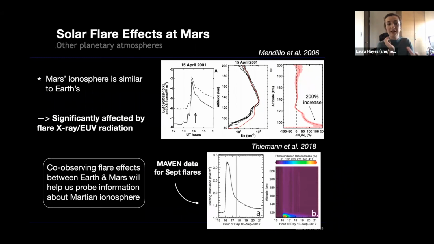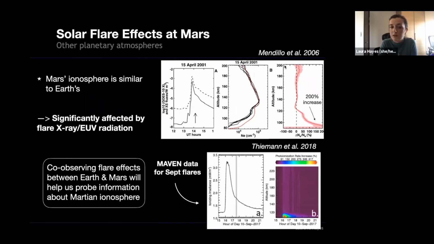And just a final note again, it isn't just on Earth that we have an ionosphere. Other planets have an ionosphere, and all planetary atmospheres and ionospheres are impacted by solar flares. One that has really come to light in the past few years is Mars, because Mars actually has a similar ionosphere structure to Earth. It's been seen in several different studies that flares significantly impact the Martian ionosphere, and similarly, the lowest region of the Martian ionosphere.